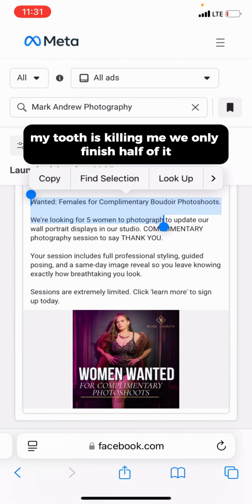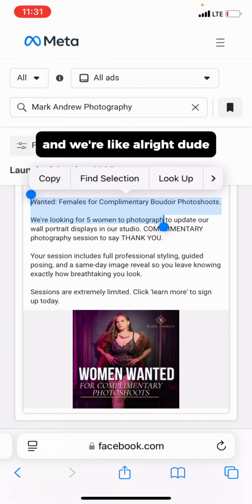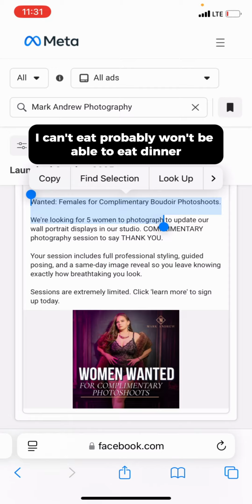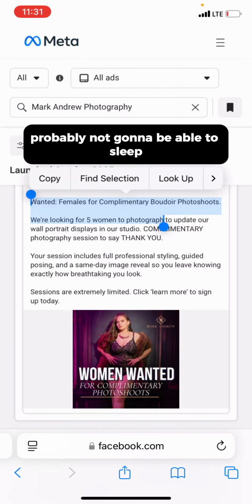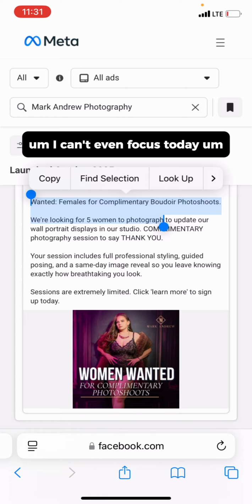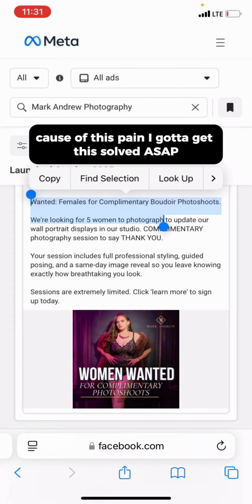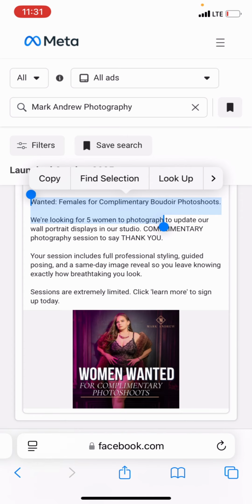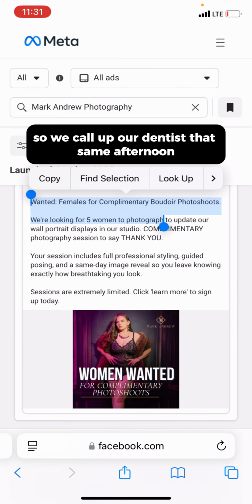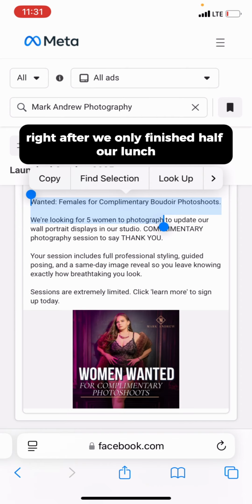We only finish half of it. And we're like, all right, dude, this is enough. I can't focus. I can't eat. Probably won't be able to eat dinner. Probably not going to be able to sleep. I can't even focus today because of this pain. I've got to get this solved ASAP. So we call up our dentist that same afternoon, right after we only finish half our lunch.